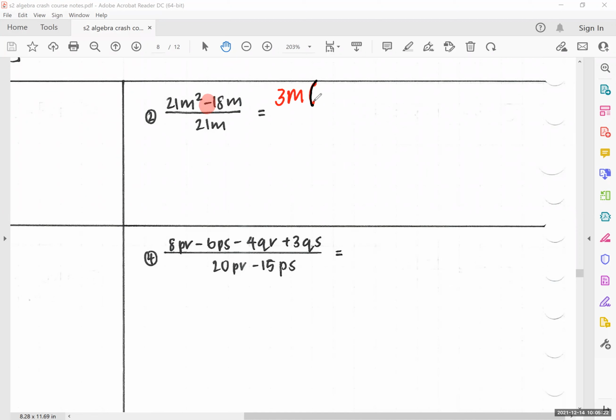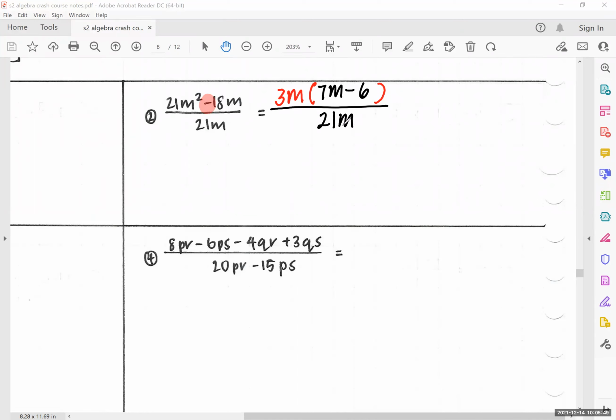What am I left with? 7m minus... No, 7. No, he's right. It's 7m, because it's an m squared. Yes, he's okay. Over 21m. Okay? So right now, guys, can you see this 21m?